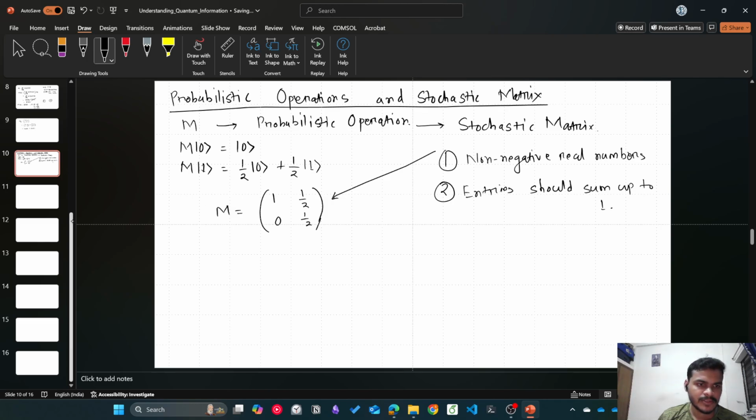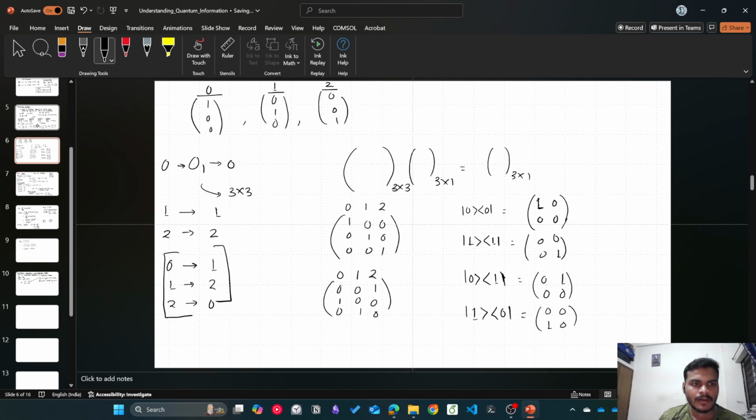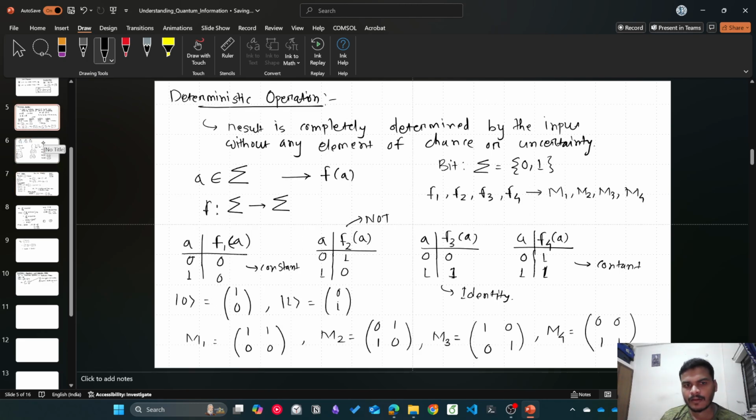Did we make some mistake while defining deterministic matrix? I don't think so. Okay, so I did define deterministic matrix basically.